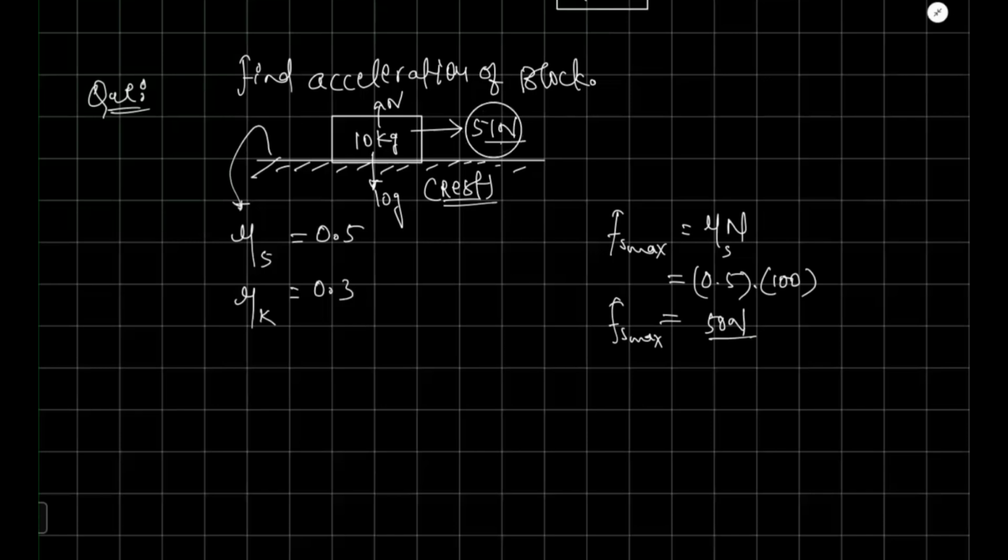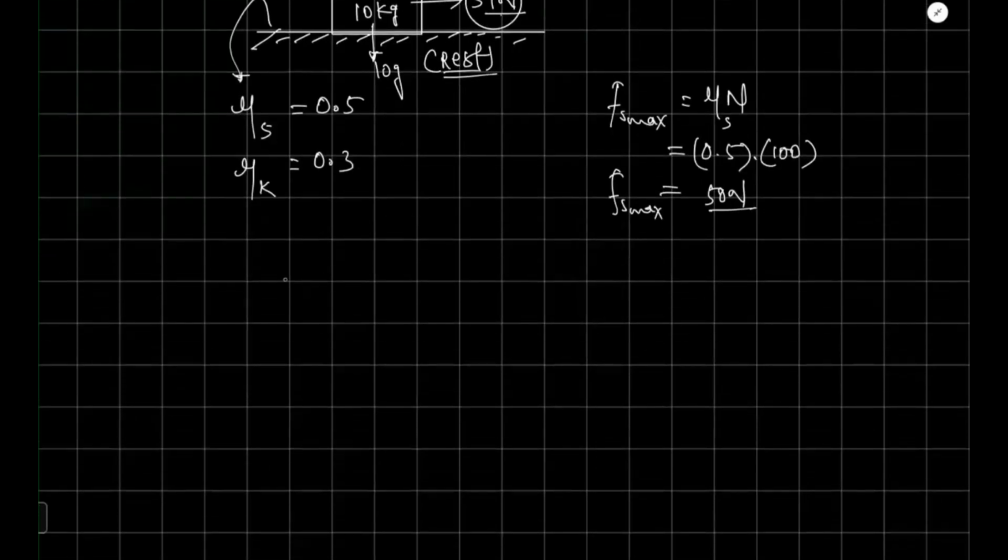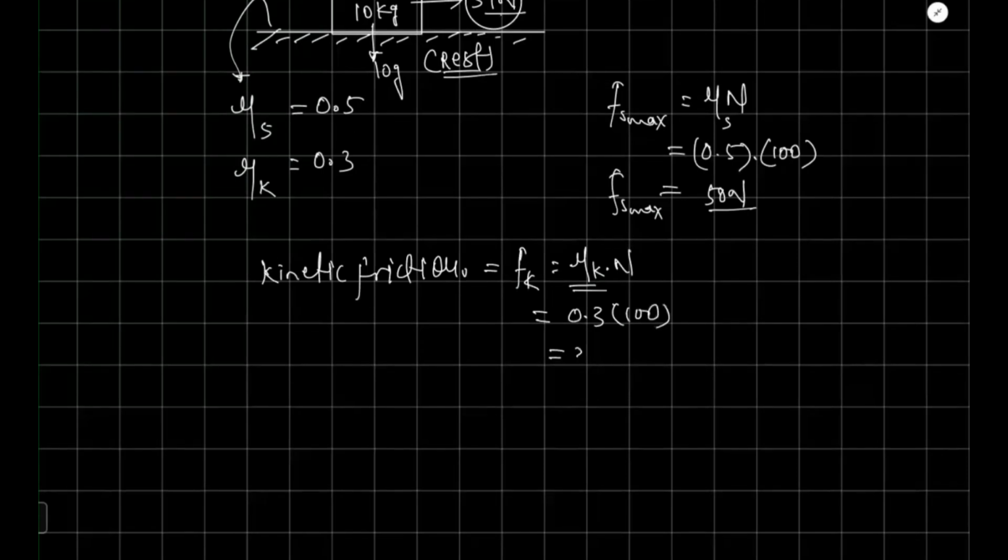So your block will move. When your block moves, the friction that is going to act is kinetic friction. And what is the value of kinetic friction? Fk is mu k into N. The value of mu k is 0.3 and N is 100 Newton, so it will be 30 Newton.